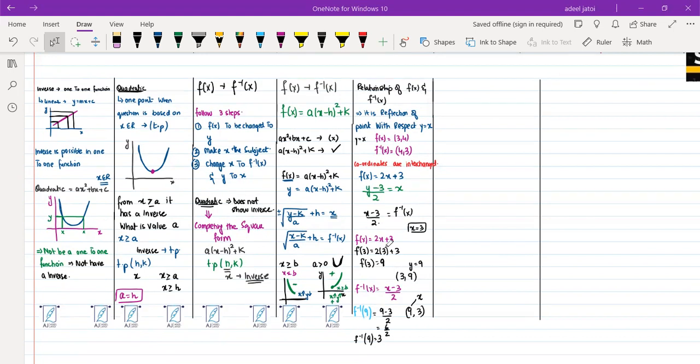Now, further on, we know that the relationship of f(x) and f inverse of x is with respect to y is equal to x, the coordinates interchange. We proved it as well. We substituted x in f(x) and we got 9. So we know that 3 was x and 9 was y. We interchanged, taking x as 9 now. We substituted in the f inverse function. We got x as 3.